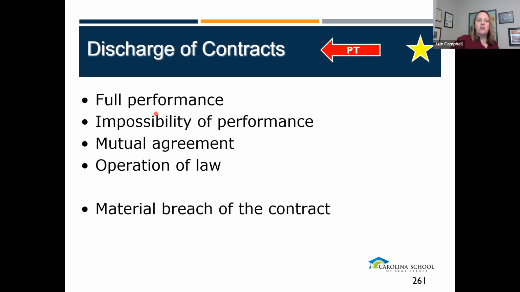Contracts can be discharged due to impossibility of performance. Once we go under contract, if we find out that the buyer can't get loan approval and they don't have the cash stuffed in their mattress, it's going to be impossible for them to perform. They've got to have the money to fulfill their promise.